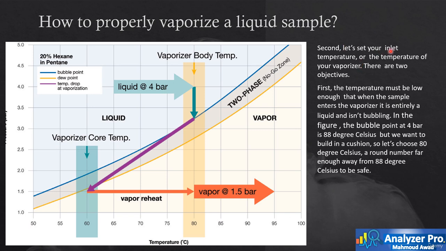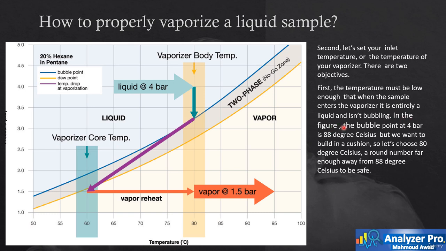Second, let's set your inlet temperature, or the temperature of your vaporizer. There are 2 objectives. First, the temperature must be low enough that when the sample enters the vaporizer it is entirely a liquid and isn't bubbling.